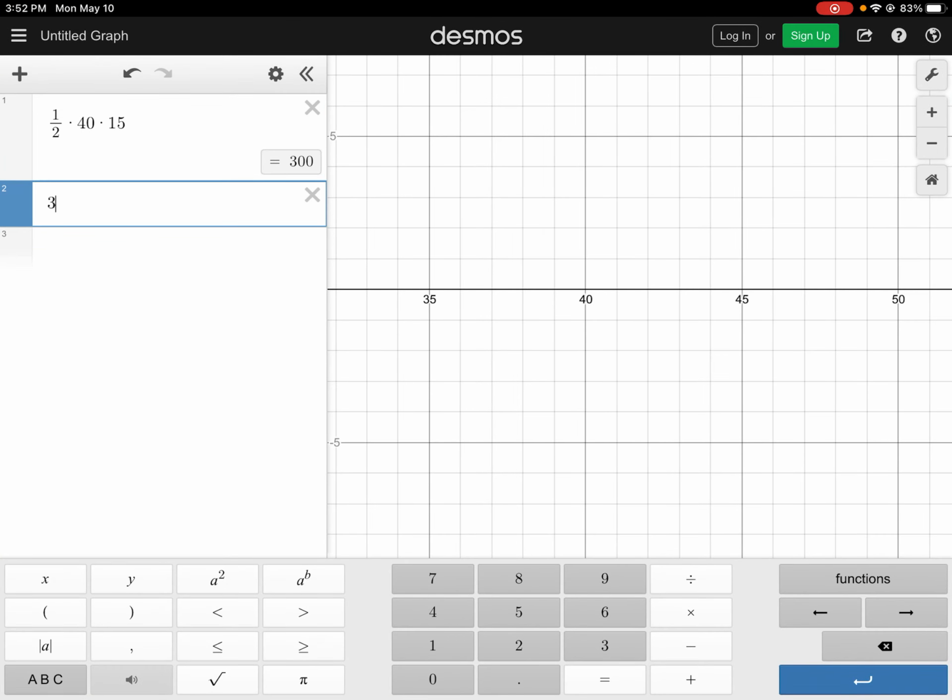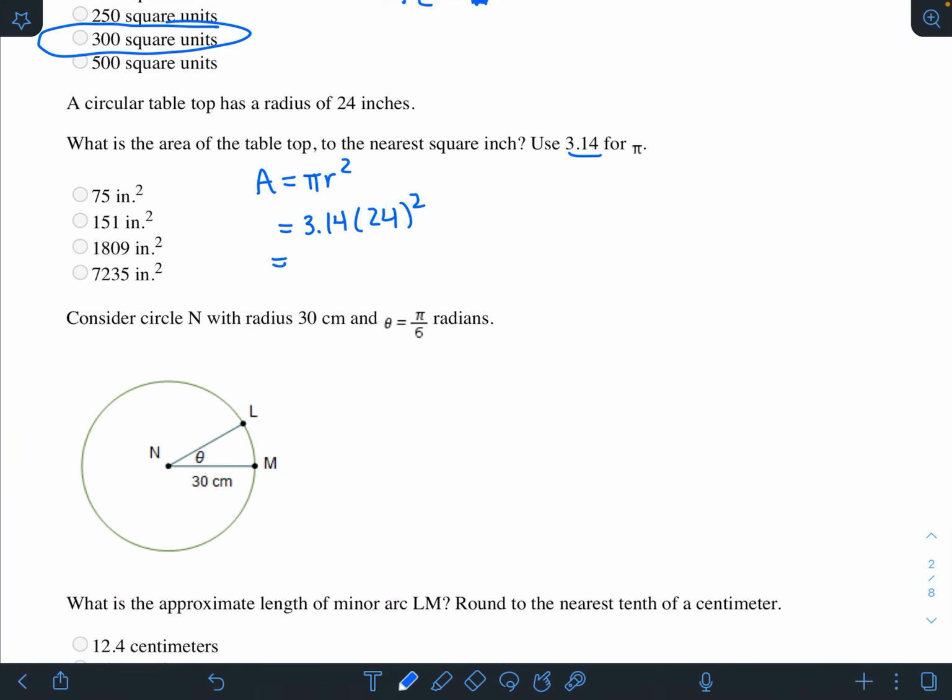3.14 times 24 squared gives me 1,808.64. Now it's said to round to the nearest inch. So since this is 0.6, we're going to round up to 1809 inches squared.